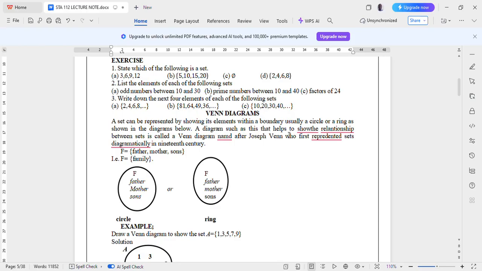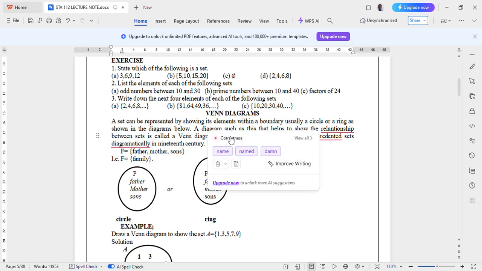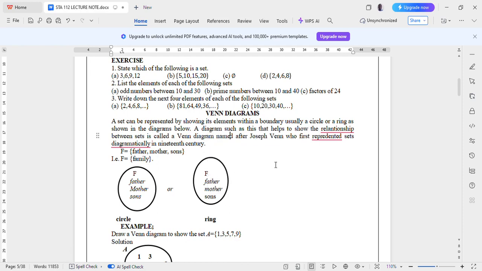So a diagram such as this that helps to show the relationship between sets is called a Venn diagram, named after a French mathematician, Venn, who first represented sets diagrammatically in the 19th century. So he was the one that first did that, and that was why it was named after him. So that's what is called a Venn diagram. So now look at this example.